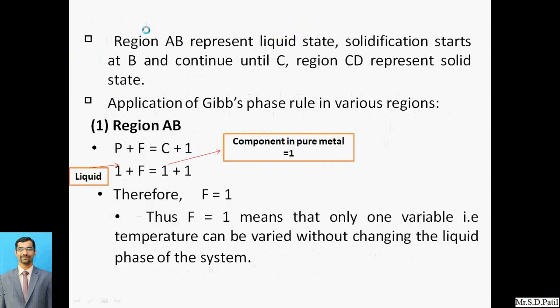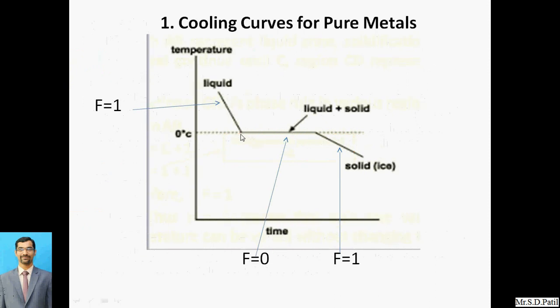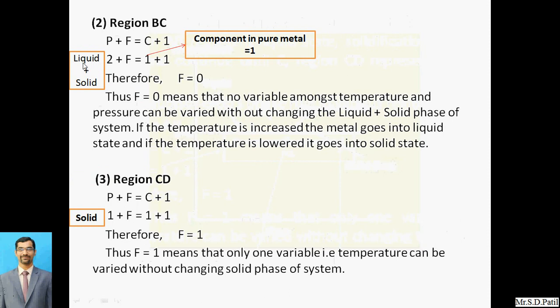For region BC, the two phases are there, that is liquid plus solid. And because of this liquid plus solid, the value for P we have taken as 2. But again, the value of C is only 1, because the component in a pure metal is only 1. And therefore, when we calculate F, it is equal to 0. So there is no degree of freedom.